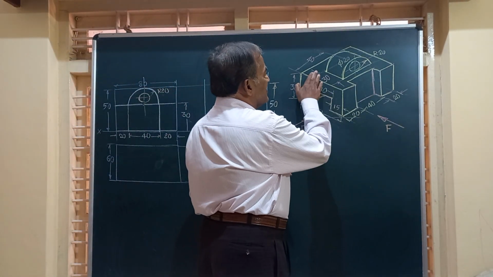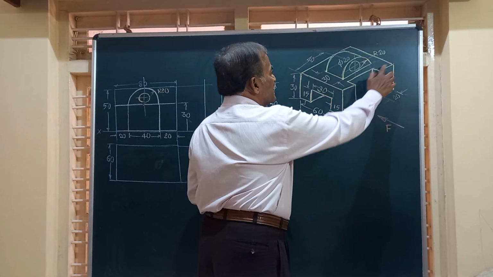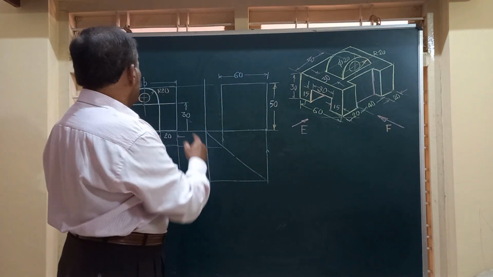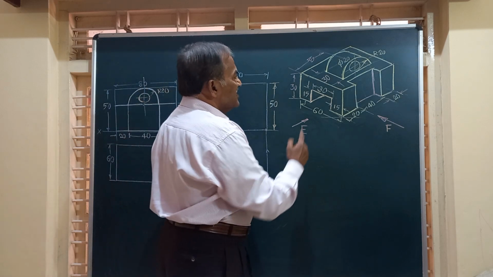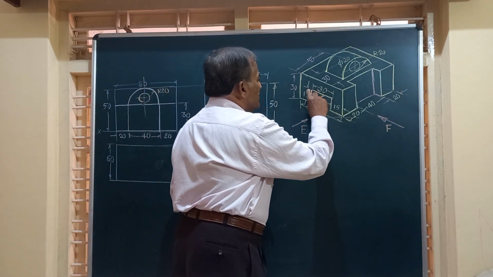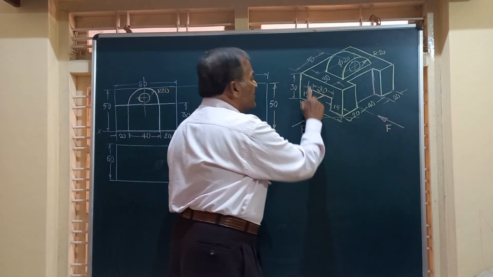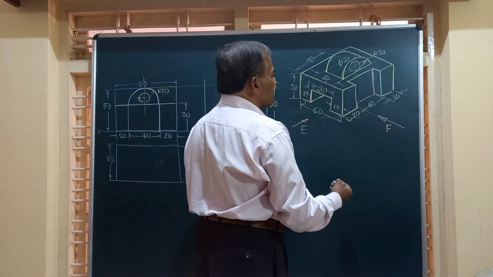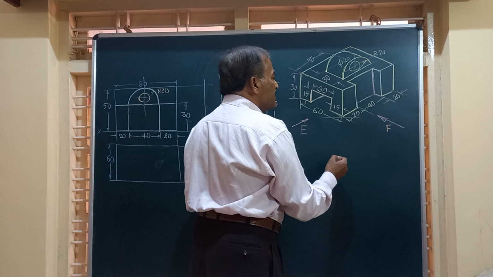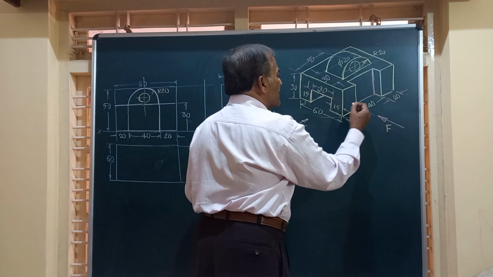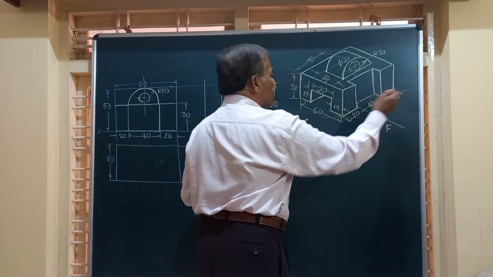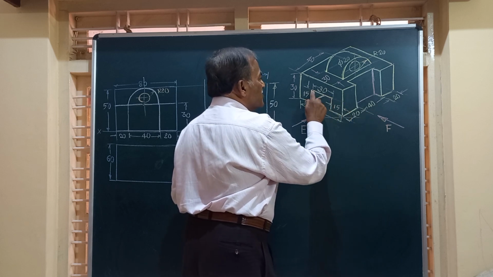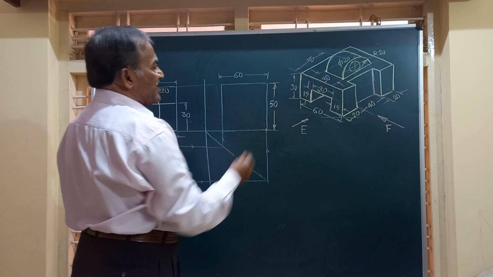So this surface, the top surface, is represented by this line. So we have completed this. Then friends, there is a slot cut to a height of 15 millimeters from the base. But when you see from this direction, friends, you will not be able to see it. So this line will come here, and you are going to have a dotted line at a height of 15 millimeter to show this top surface of the rectangular slot.